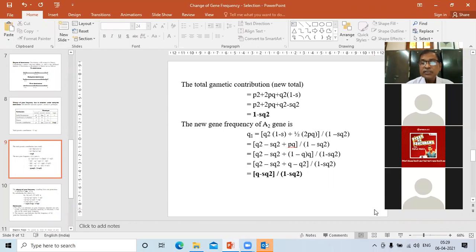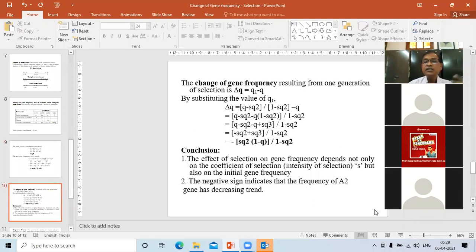So then what will be the change of gene frequency? The change of gene frequency will be Q1 minus Q. Q1 is the new gene frequency and Q is the frequency before selection. So the change of gene frequency resulting from one generation of selection is delta Q. Delta Q is equal to Q1 minus Q. By substituting the value of Q1, delta Q is equal to Q minus SQ square by 1 minus SQ square, minus Q.